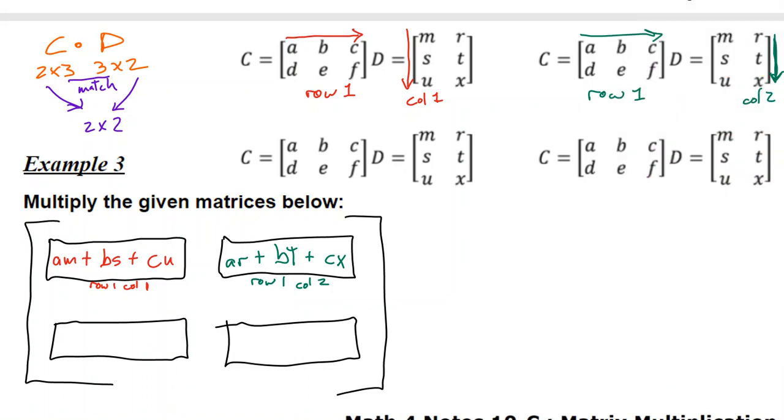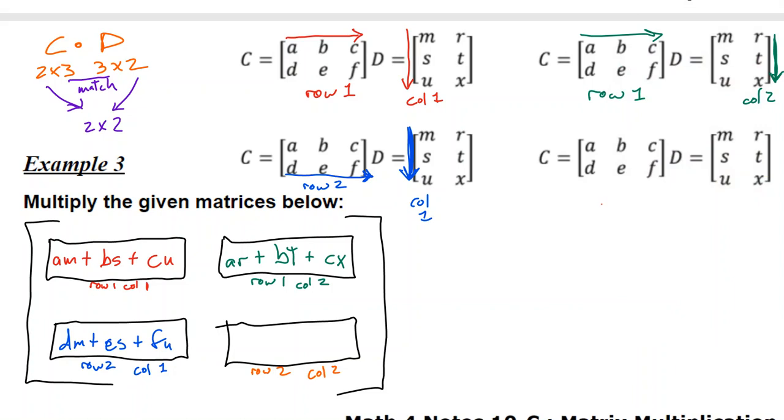All right. So we are now at row 2 and column 1. So we're going to go row 2, which is this guy down here, and column 1, which is this guy over here. So we're going to say D times M plus E times S plus F times U. DM plus ES plus F times U. And so I'm hoping that the pattern is beginning to emerge here, because there's definitely a pattern to this.